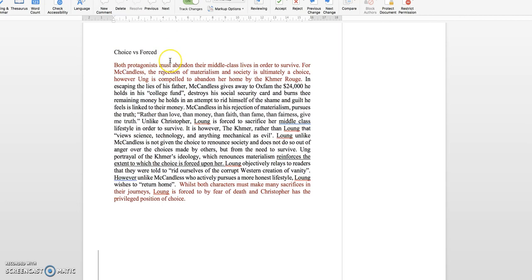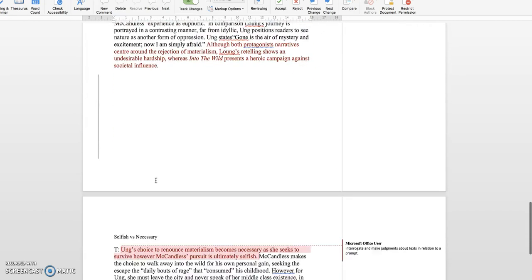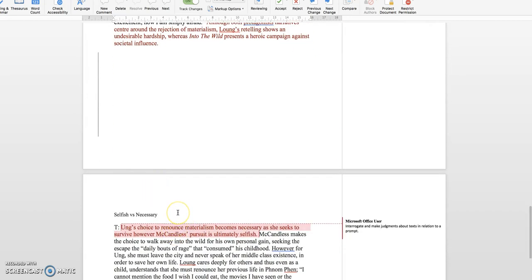So my first is on choice versus force, which is the idea that McCandless has a choice along as force. Noble versus real, which is in the presentation of ideas in each text, okay? Noble means like something superior. And then selfish versus necessary, okay? Let's just flick back though.